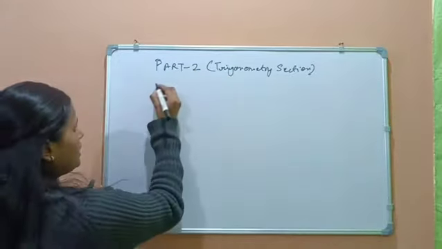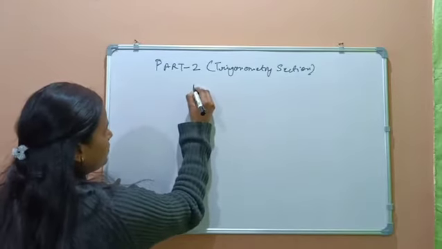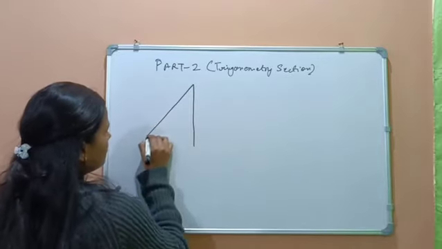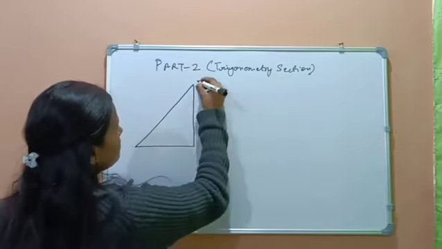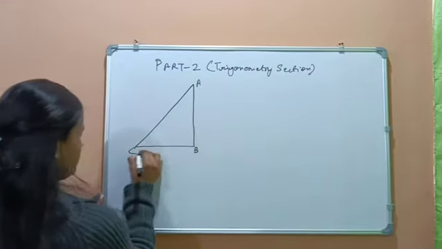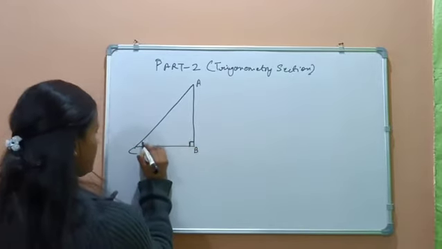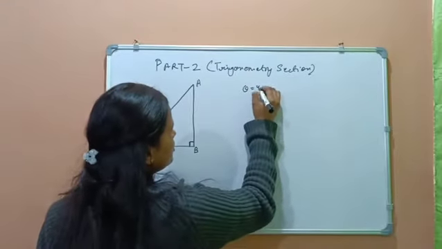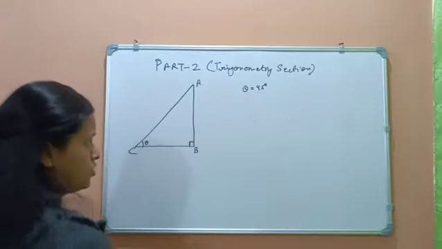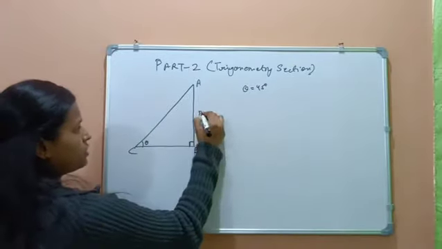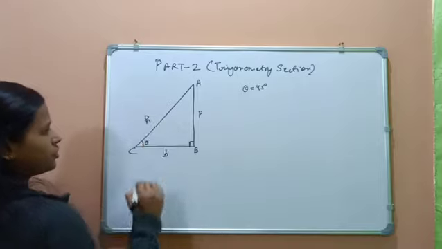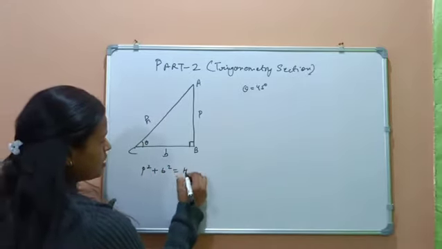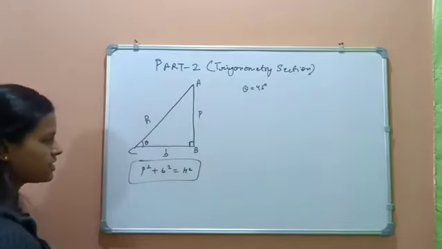So let us draw a right angle triangle, that is this. Let us name this A, B, C. This is 90 degree and this is theta. First of all, we'll cover the 45 degree section. So this is perpendicular, this is base and this is hypotenuse. Perpendicular square plus base square is equal to h square. This is what Pythagoras theorem says.